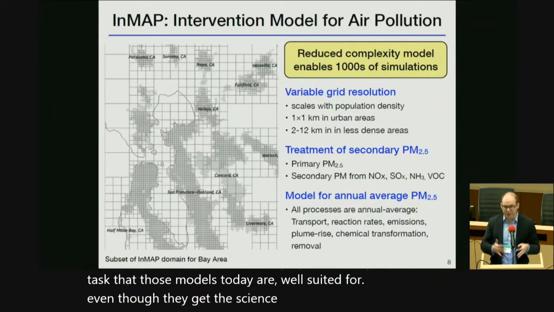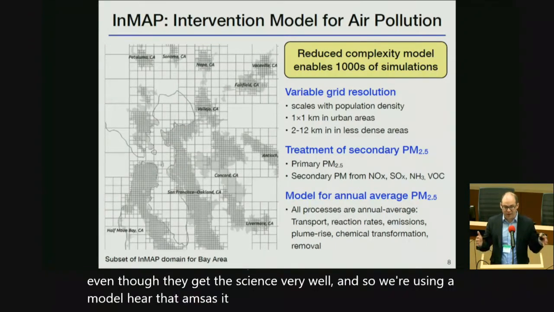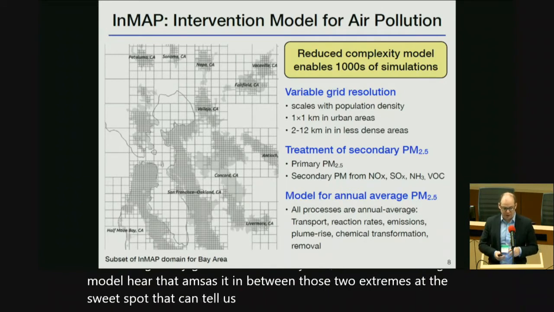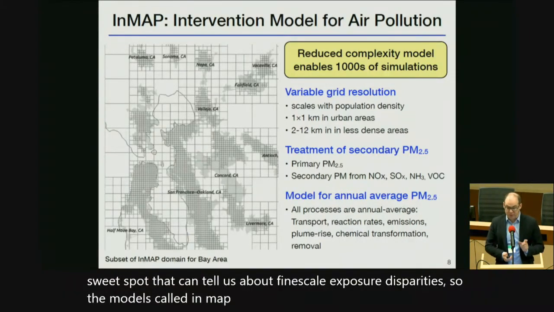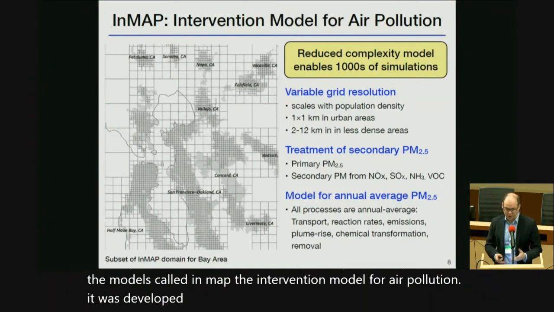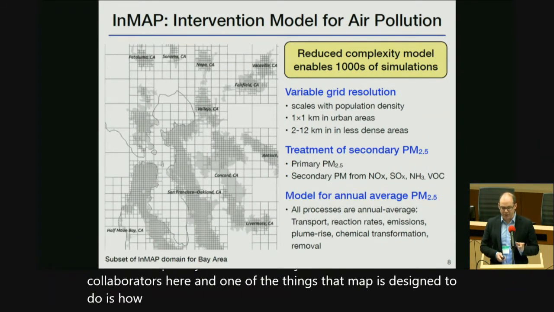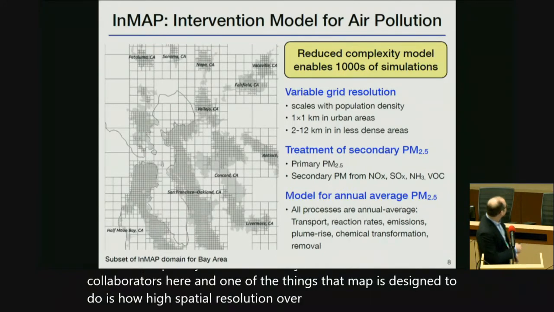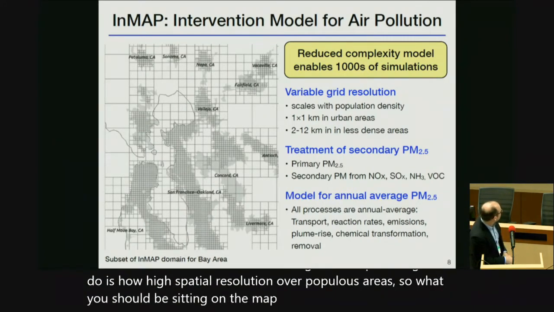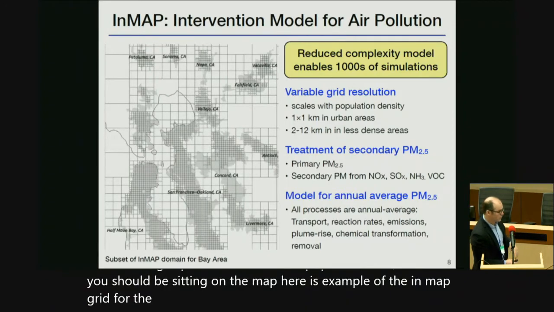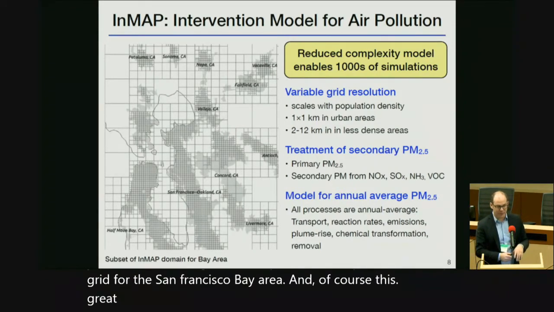And so we're using a model here that aims to sit in between those two extremes at the sweet spot that can tell us about fine-scale exposure disparities. The model's called InMAP, the Intervention Model for Air Pollution. It was developed by Chris Tessum and Julian Marshall, our collaborators here. And one of the things that InMAP is designed to do is have high spatial resolution over populous areas. So what you should be seeing on the map here is an example of the InMAP grid for the San Francisco Bay Area, and of course this grid exists for the entire state.